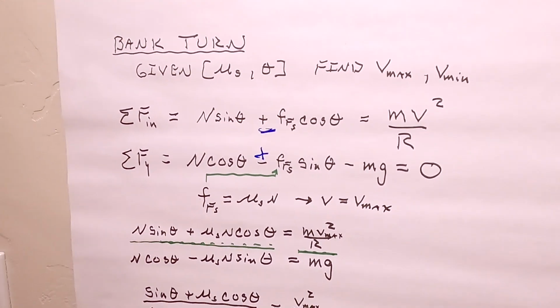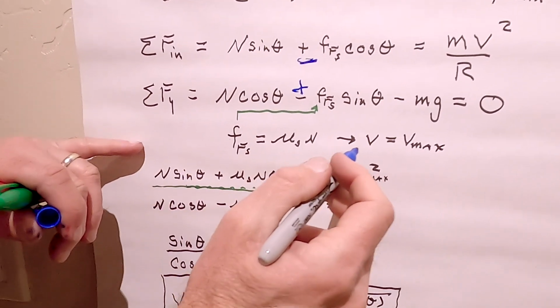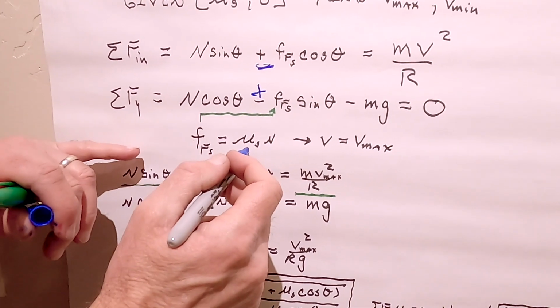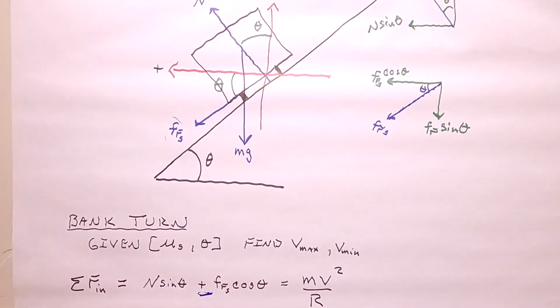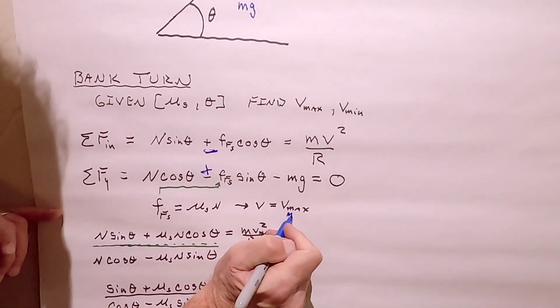And then down here, when you're on the verge of slipping, now the speed is a minimum because you want to slide down this way. So this would become a minimum.